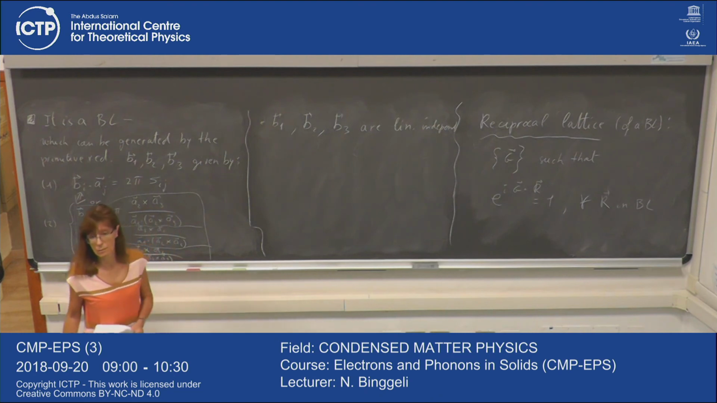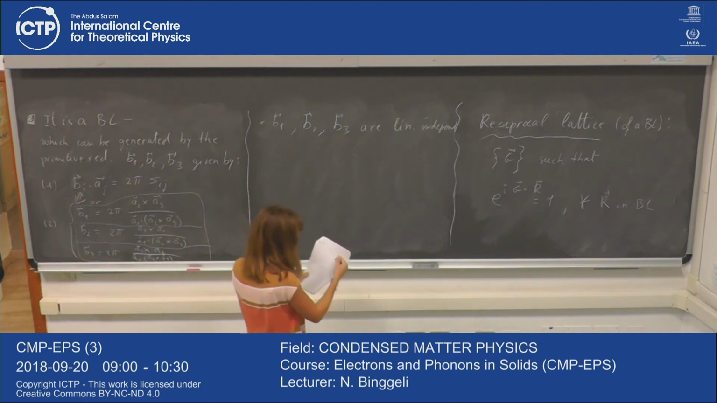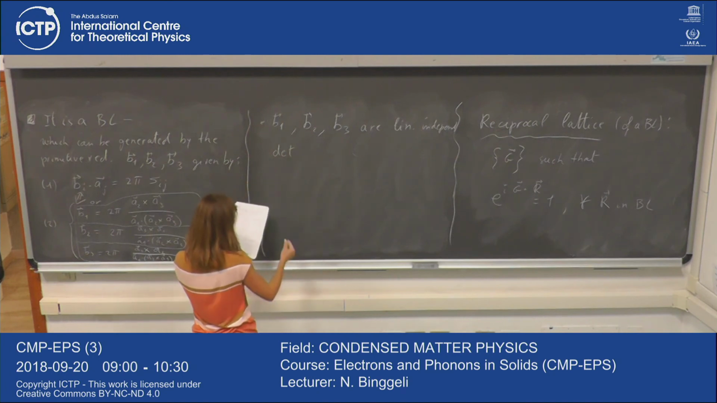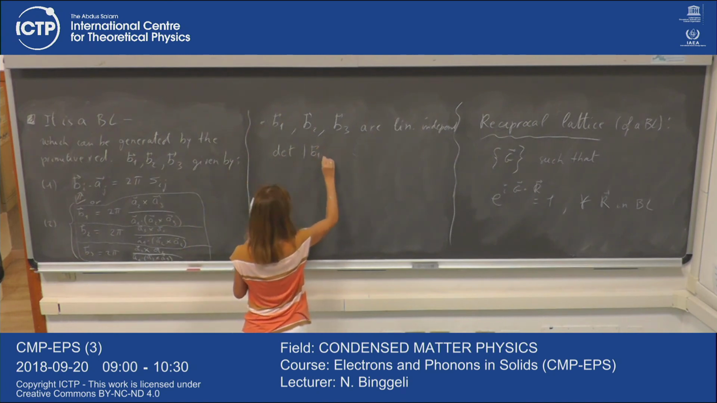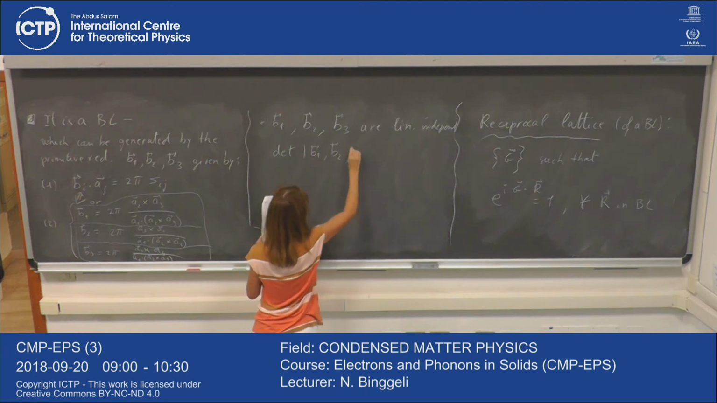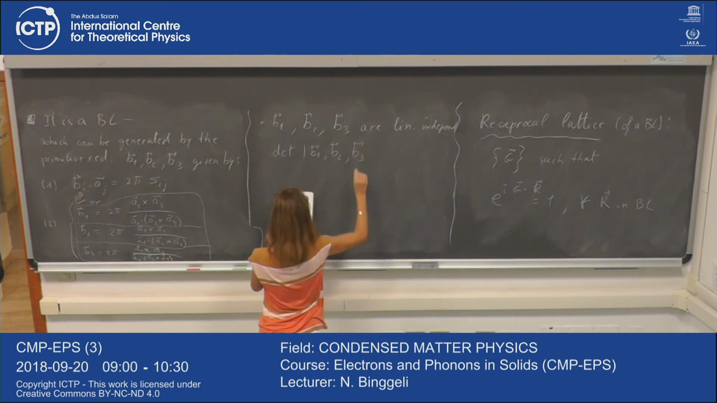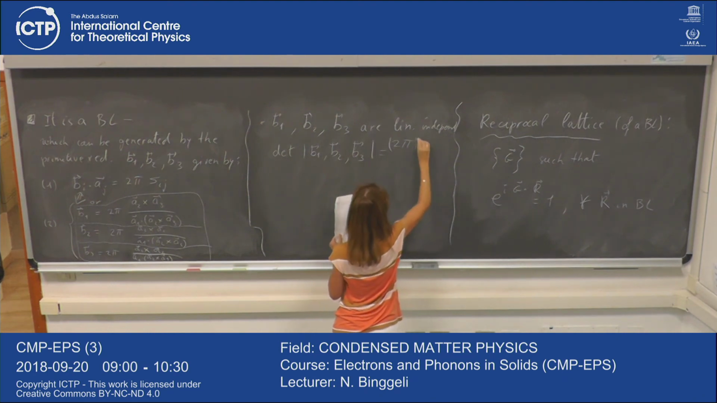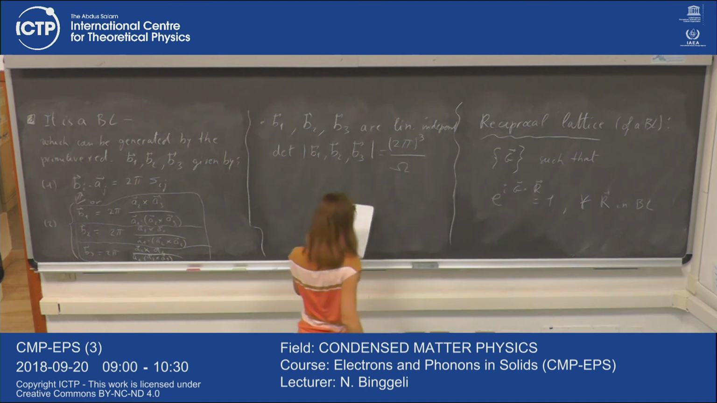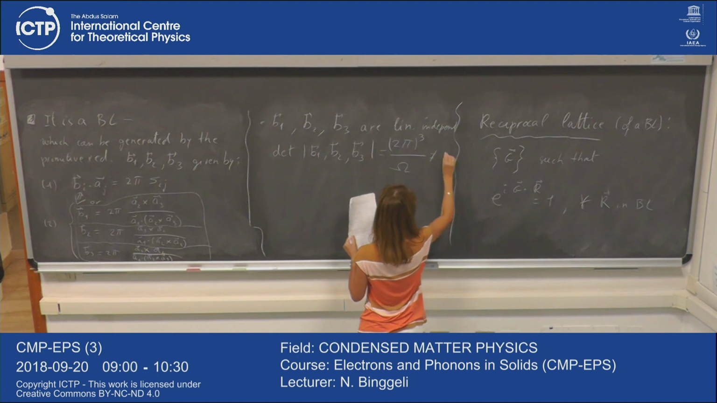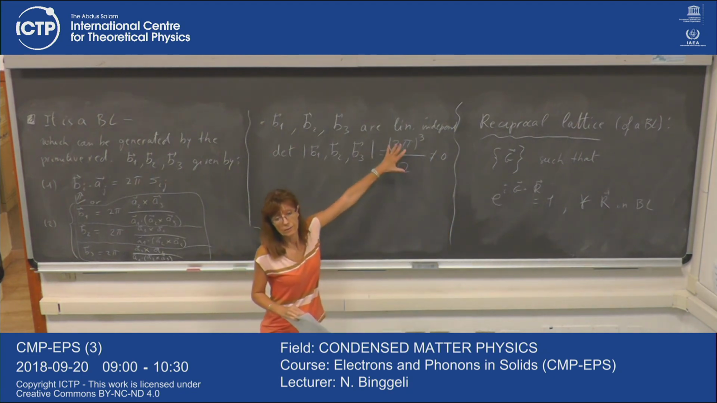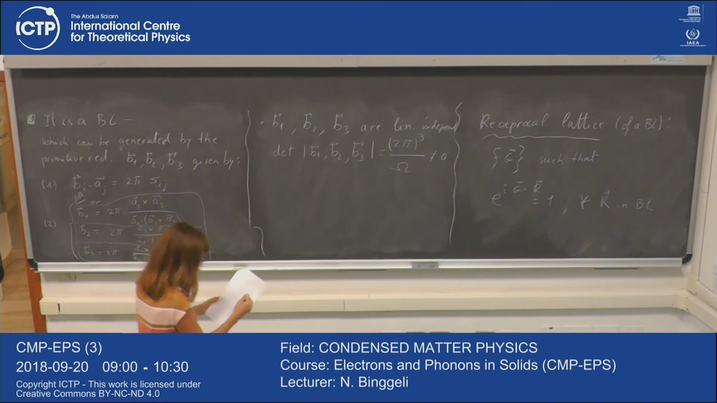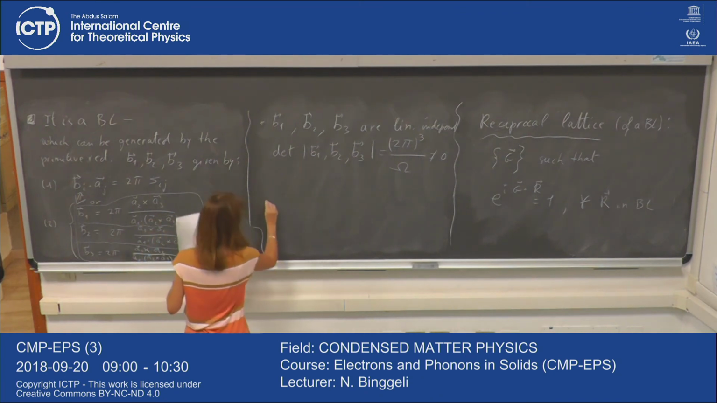And this actually I will ask you to show yourself as homework. So I ask you to calculate the determinant of B1, B2, and B3, and show that it is equal to (2 pi) cubed divided by omega, where omega is the volume of the unit cell in real space. So if it's non-zero, this means the 3 vectors are linearly independent. So I will ask you to show this.